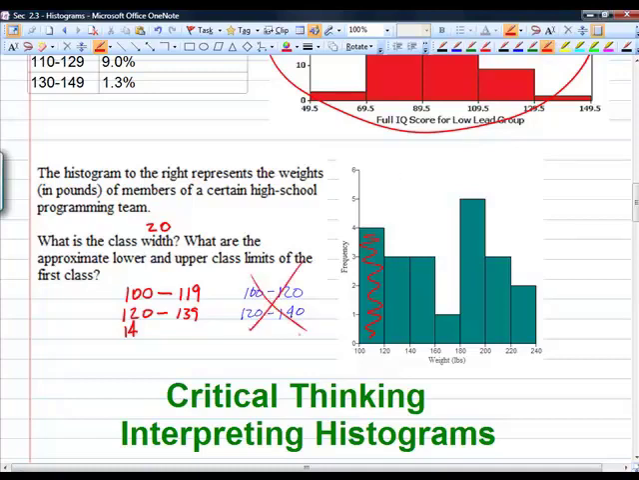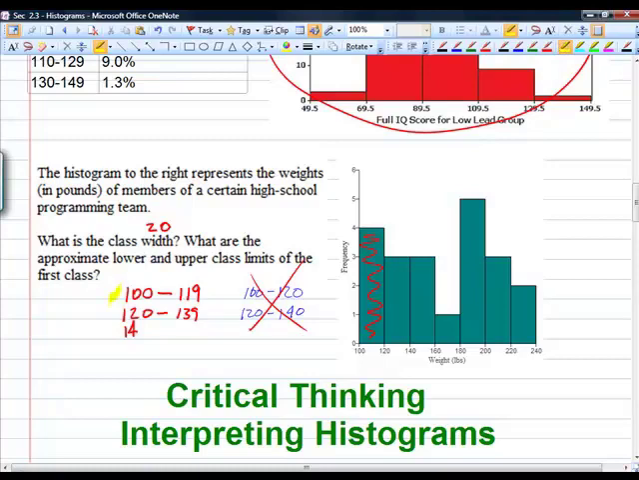And if you had a weight of 120 pounds, where would they go? In the first class or the second class? You see the problem? So you can't do that. Since the numbers are 100, 120, 140, 160, I'm okay with letting this lower class limit be 100, but then the upper class limit has to back off by 1. So that your class width is going to be 20.